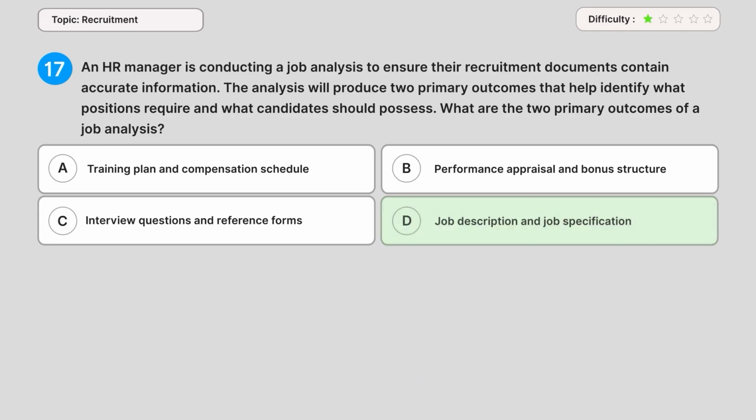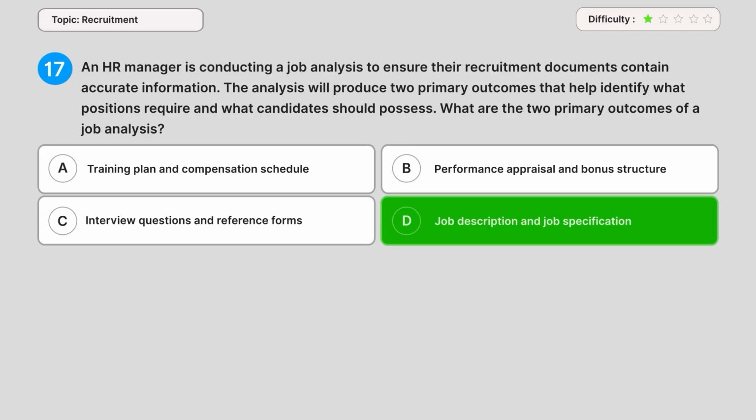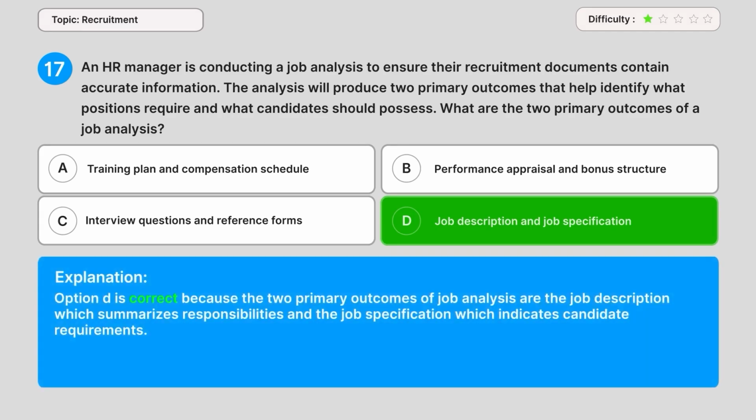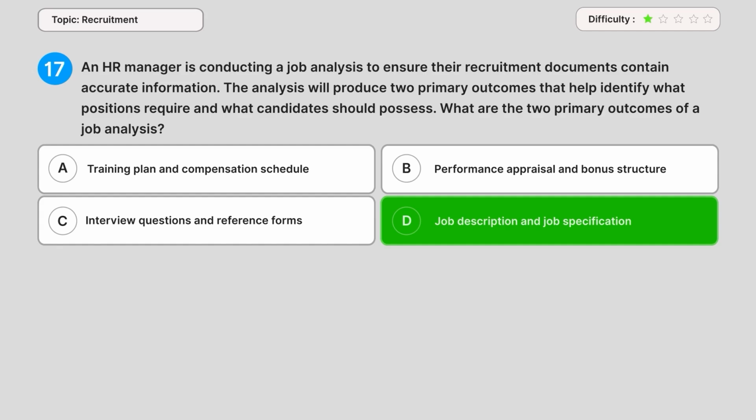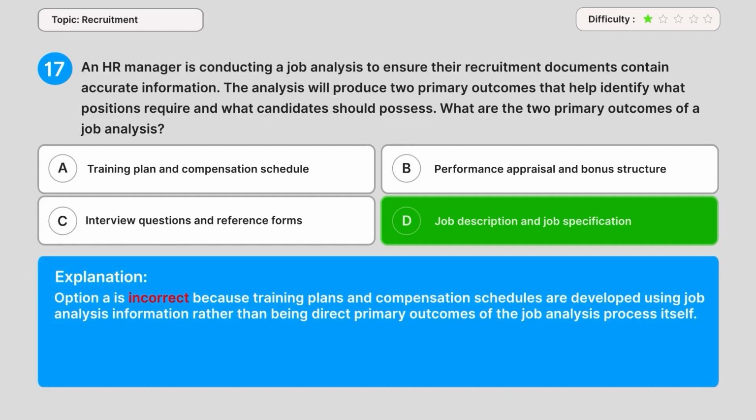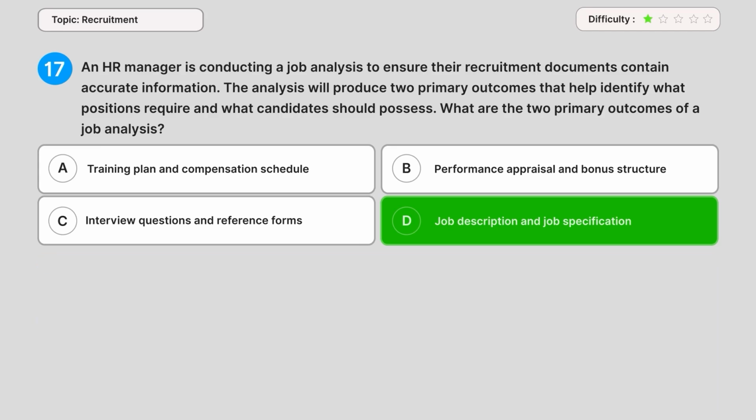Correct answer, D. Job description and job specification. Explanation. Option D is correct because the two primary outcomes of job analysis are the job description, which summarizes responsibilities, and the job specification, which indicates candidate requirements. Option A is incorrect because training plans and compensation schedules are developed using job analysis information rather than being direct primary outcomes of the job analysis process itself.